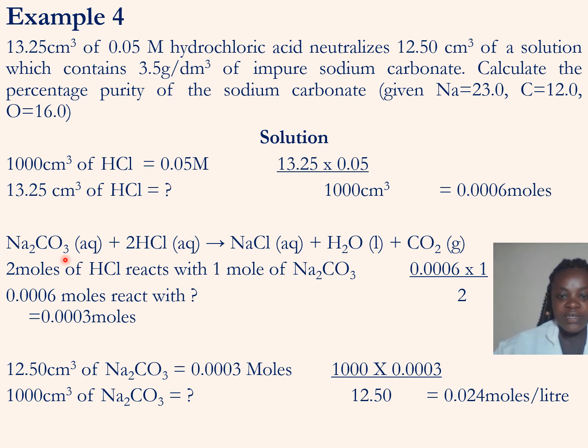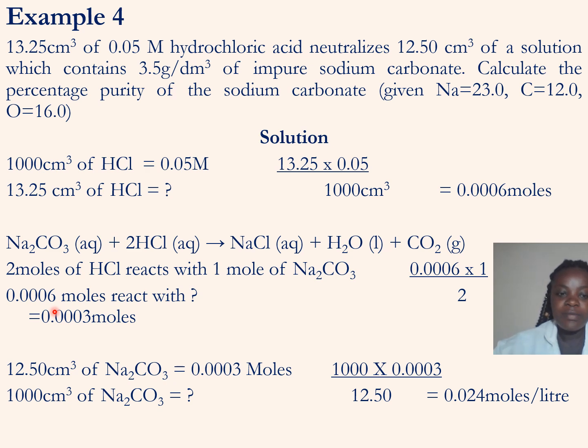The second step is to write the equation for the reaction between sodium carbonate and hydrochloric acid. So this is the equation, and make sure it is balanced. So after writing the equation and balancing it, we get the mole ratio. So we can see that 2 moles of hydrochloric acid are reacting with 1 mole of what? Of sodium carbonate.